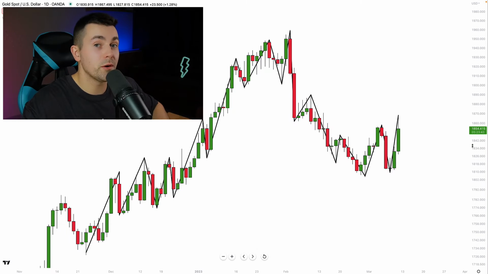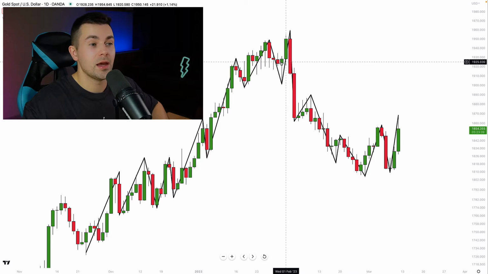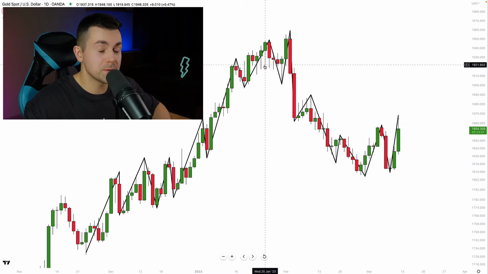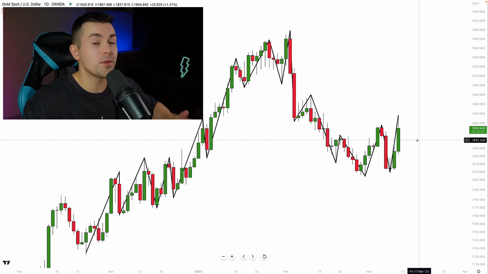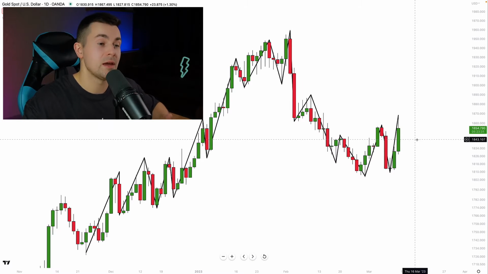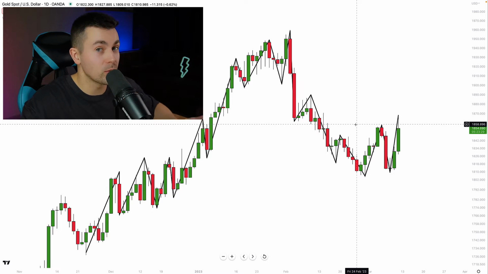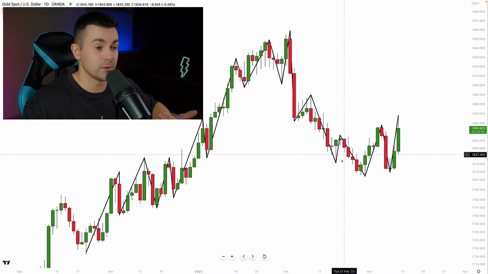Now once we spotted the impulses, we can identify the key levels. And when we are looking for key levels, we are looking for the points that were important for the market participants in the past. The points from where we saw strong bullish or bearish movements.